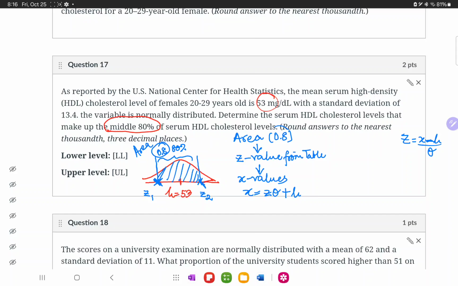All right, remember the table only gives us area to the left. So somehow we have to know the area to the left of z sub 1. All right, so we know the middle area is 0.8. If the middle area is 0.8, what would be the outside area, the unbounded outside area? So let's pick another color here. So I want to know what the area on each end of the curve would be if the middle portion has a value of 0.8.